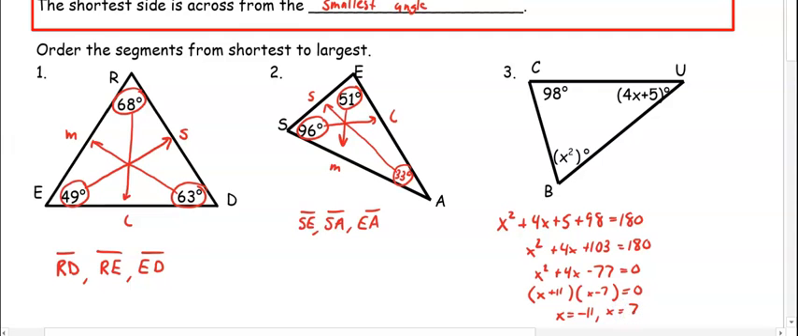If I put negative 11 into the 4x plus 5 angle, I get a negative number. So we're only going to use 7. So 7 squared is 49 degrees. And 4 times 7 plus 5 is 33 degrees. So our shortest side is across from the smallest angle, which is going to be CB. Our middle angle is across from our middle side, which is CU. And our largest angle is across from the largest side, which is UB.